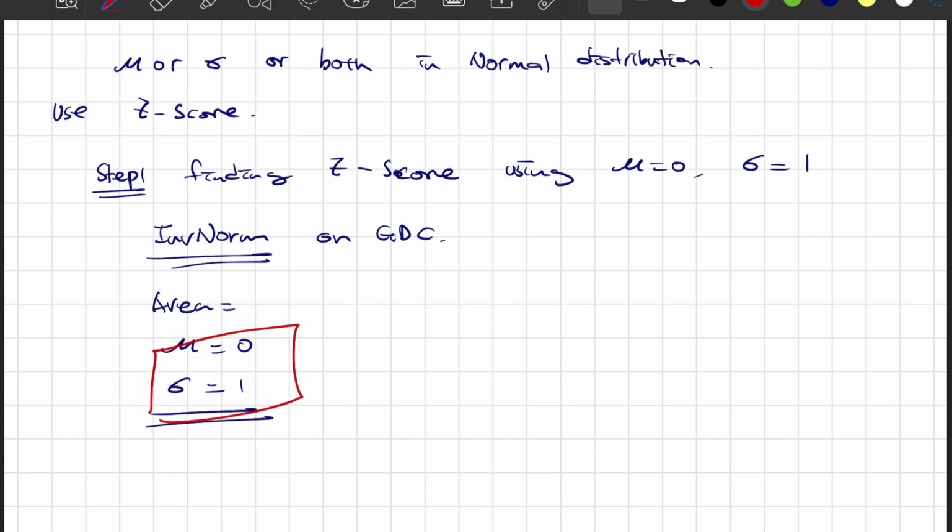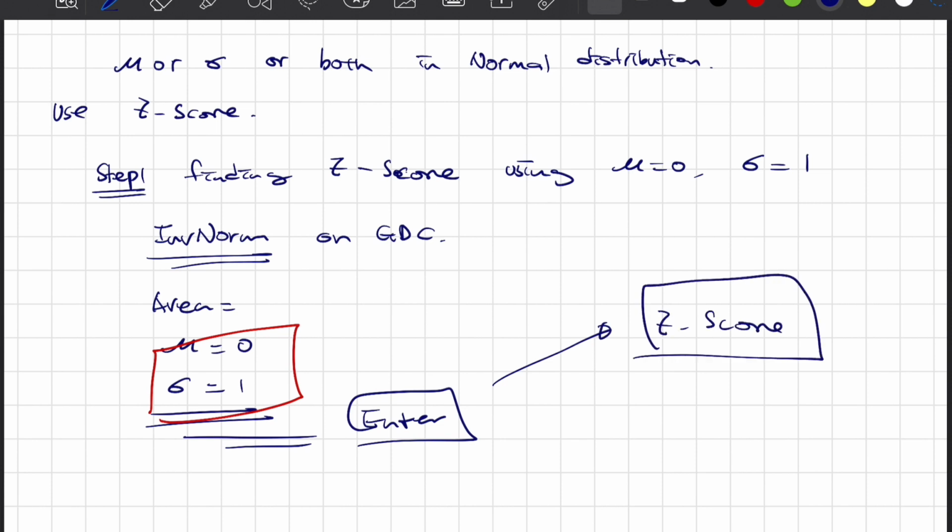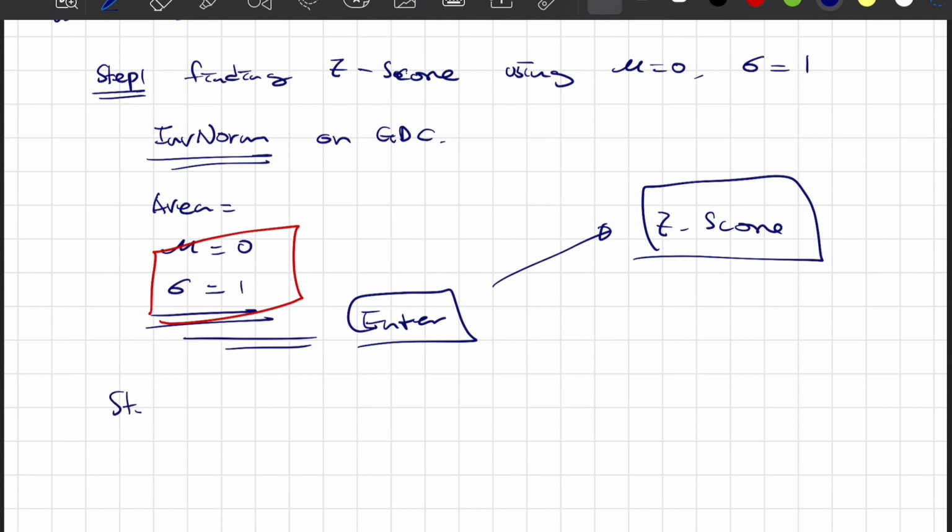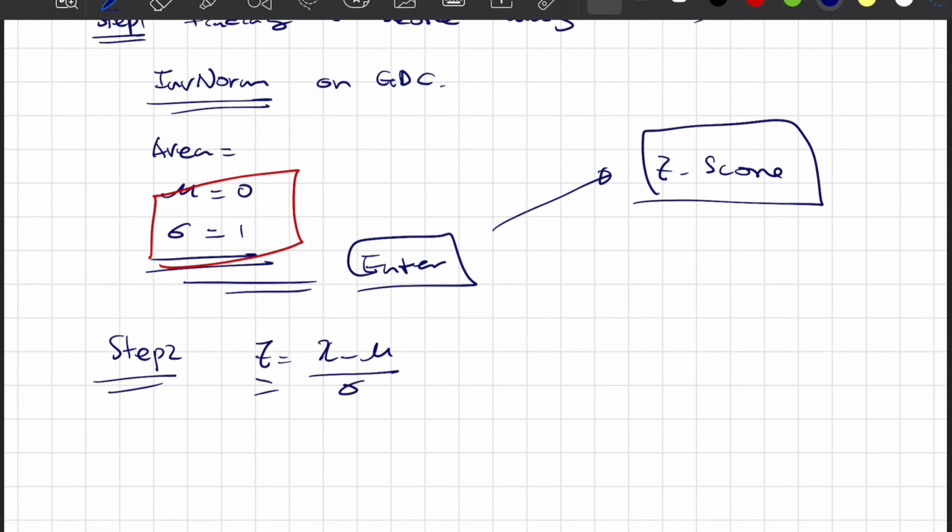You always use the mean equals 0 and standard deviation equals 1 for your Z score testing in this curriculum. And you find your Z value by hitting enter on your GDC. Then you will find your Z score value, right? Once you have your Z score value, in step 2 you use your algebraic expression Z equals x minus mean over standard deviation. So the Z value here is the value that you got from step 1.